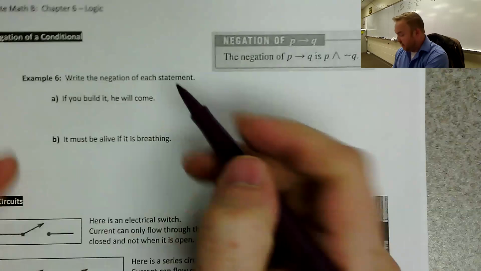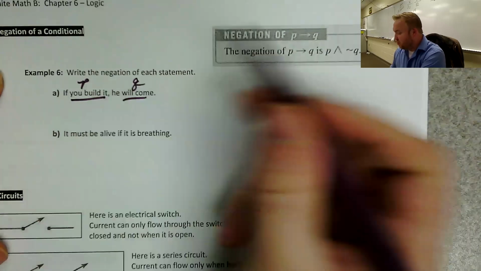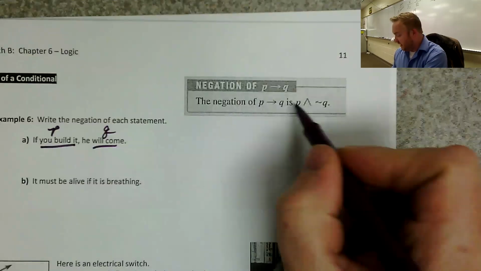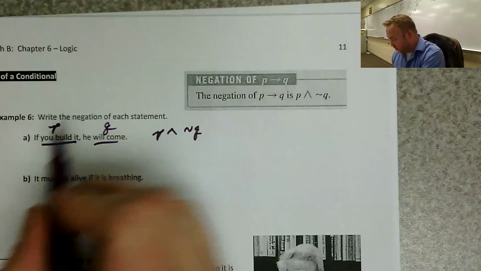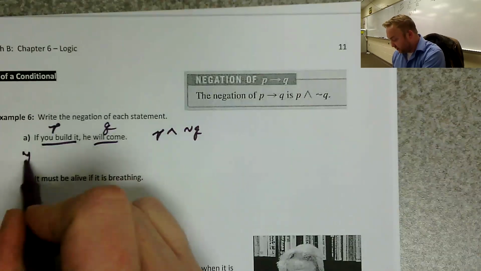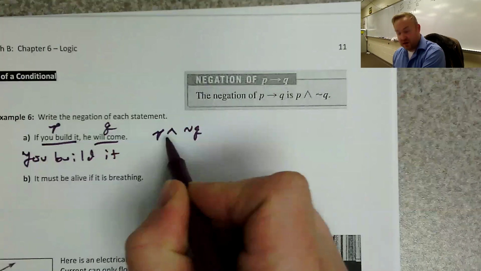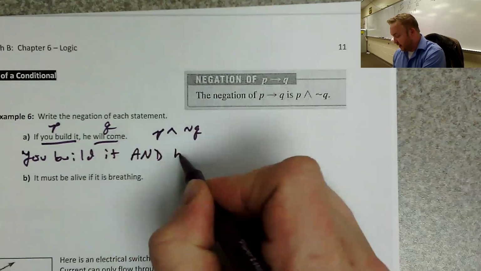If you build it, he will come. You build it is P, he will come is Q. And so to negate that statement, we need to do P and not Q, which would be you build it, and then not Q would be he didn't come.